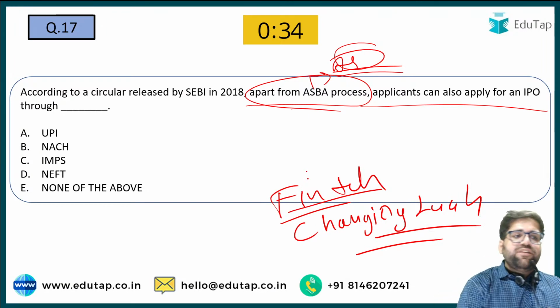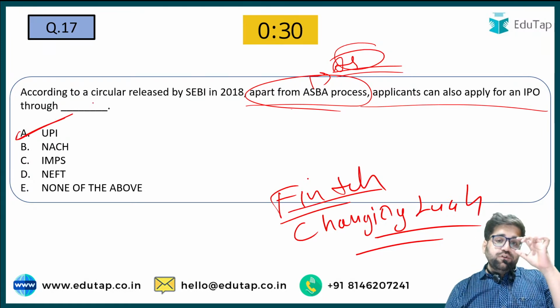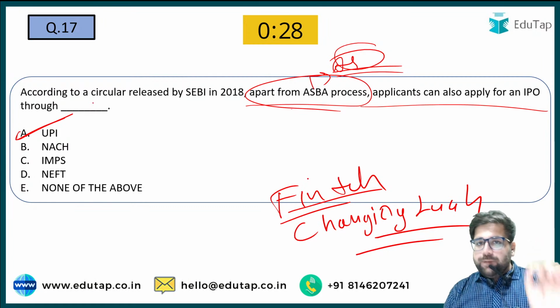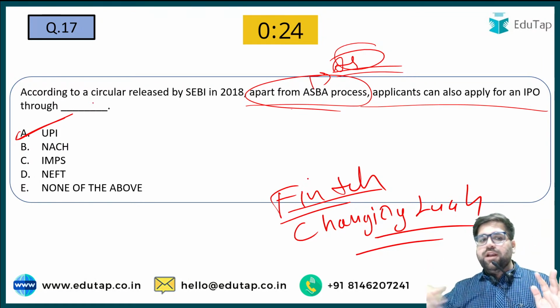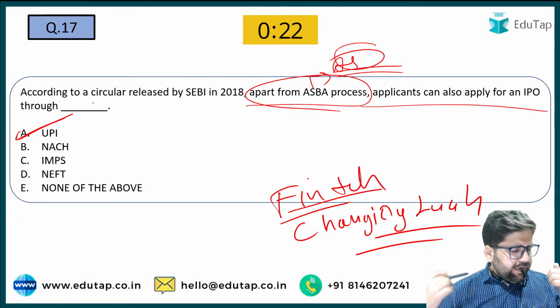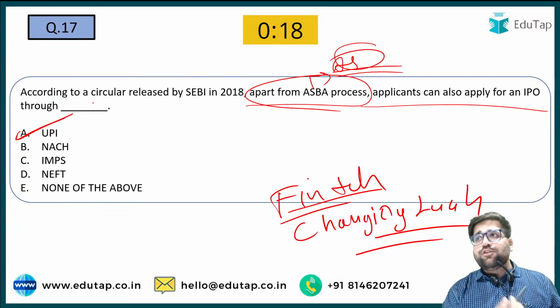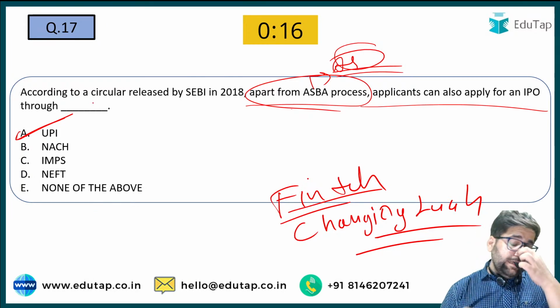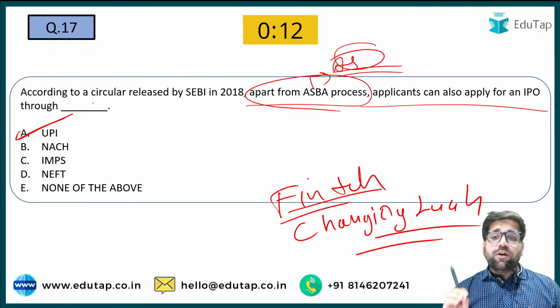So the correct answer will be UPI. I hope you know about the UPI. UPI is one of the most important financial pillars of our Indian economy now. Every now and then you will hear that UPI transactions are crossing million, even billion transactions. So please understand that UPI is a very important figure, or I would say very important fact.